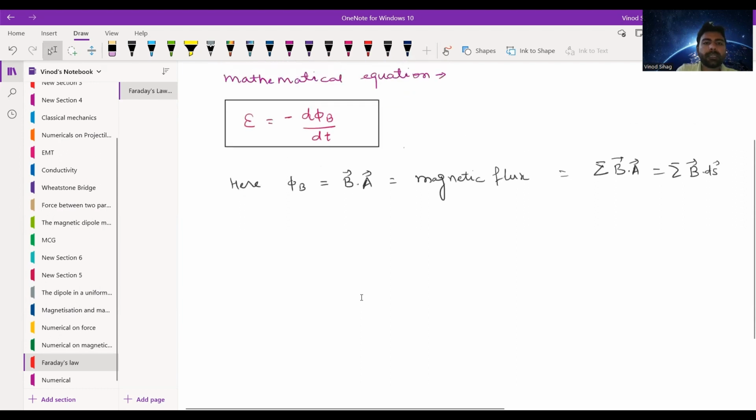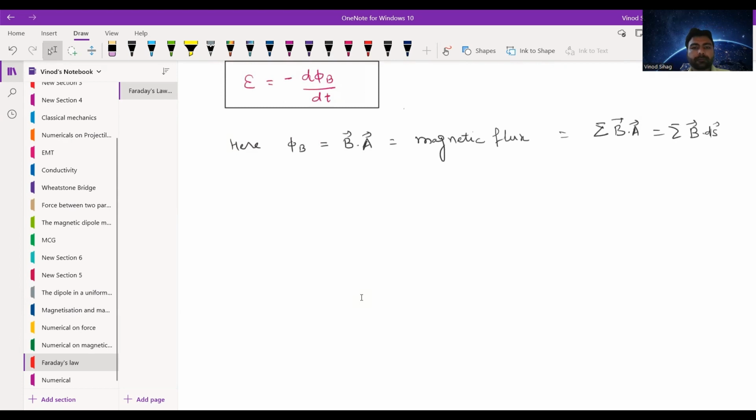Now, the negative sign is just because of Lenz's law, which we are going to see. Lenz's law says that the sign of the induced EMF is such that it will oppose the cause due to which it is created. The sign should be such that it is opposing its cause of production.